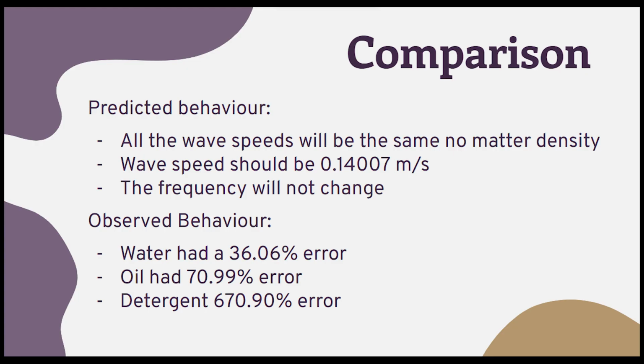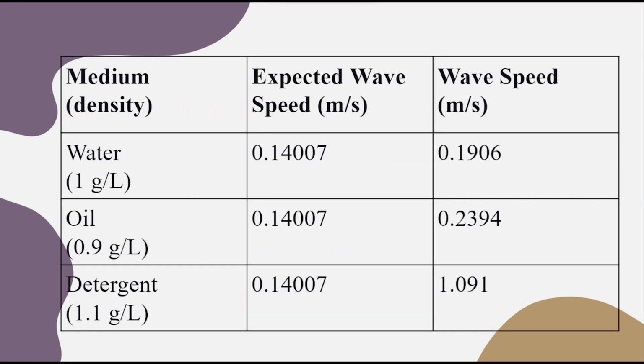So we predicted that all the liquids would have the same wave speed of 0.14007 meters per second. Our observed wave speed for water had a 36.06% error. The observed wave speed for oil had an error of 79.99%. And finally, the detergent had a very large error of 678.90%. While water was relatively close to the expected value, the other liquids were not.